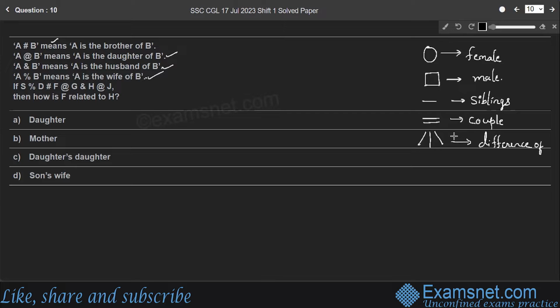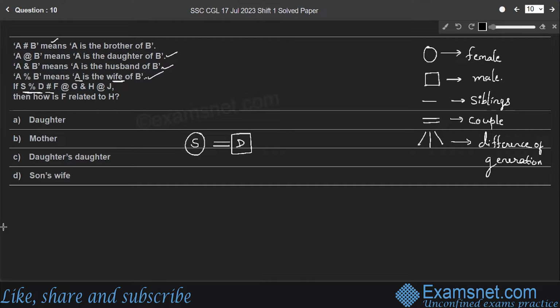Difference of generation, right? Here the question is S percentage D. S percentage D means S is the wife of D. Here percentage means first person is wife of second person, right? So S is the wife, therefore S is a female. Use circular symbol. Wife of D means both are married couple and D is husband of S. Therefore D is a male.